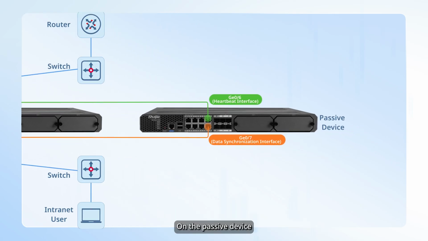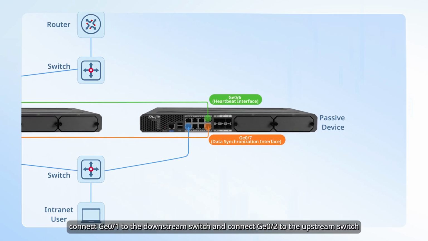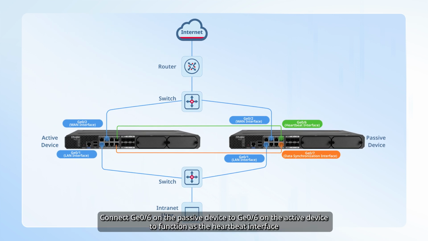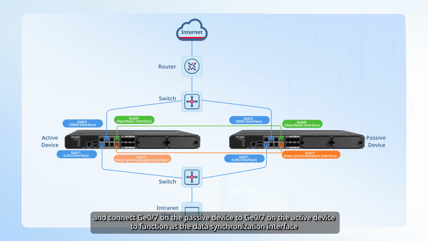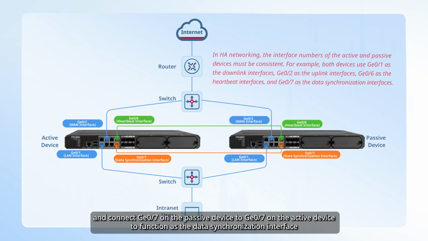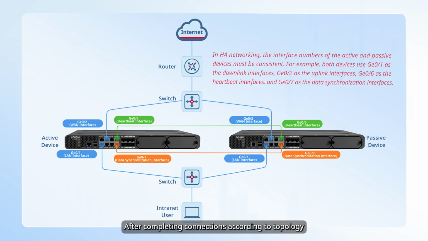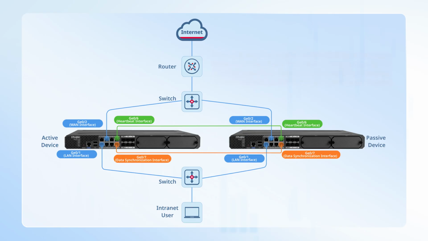On the passive device, connect GE0/1 to the downstream switch and connect GE0/2 to the upstream switch. Connect GE0/6 on the passive device to GE0/6 on the active device to function as the heartbeat interface, and connect GE0/7 on the passive device to GE0/7 on the active device to function as the data synchronization interface. After completing connections according to topology, power on all devices.